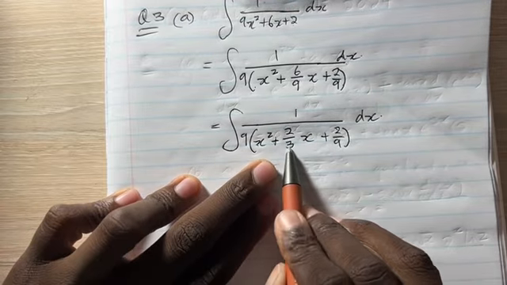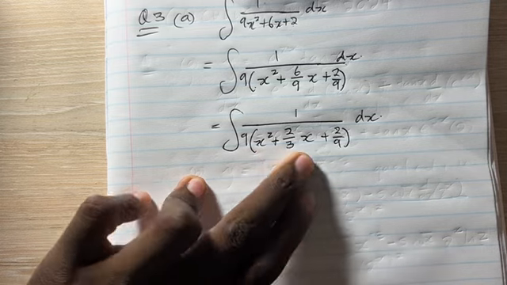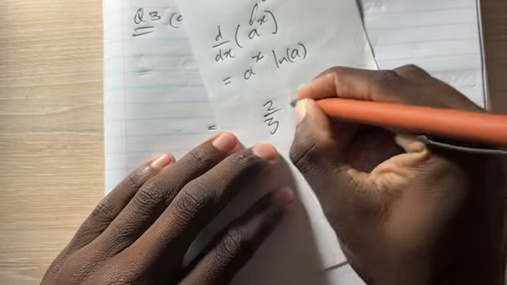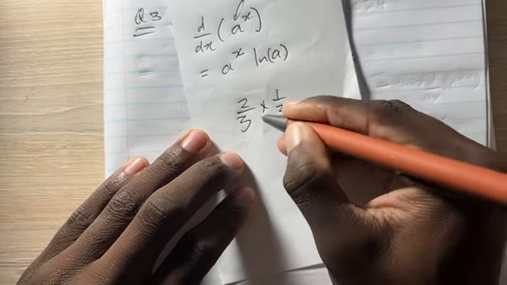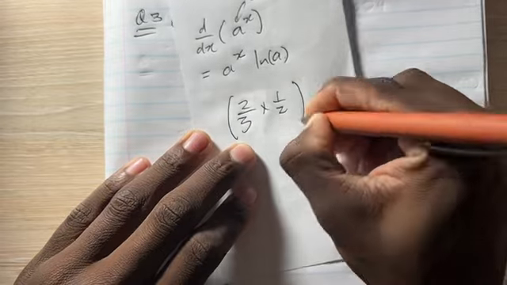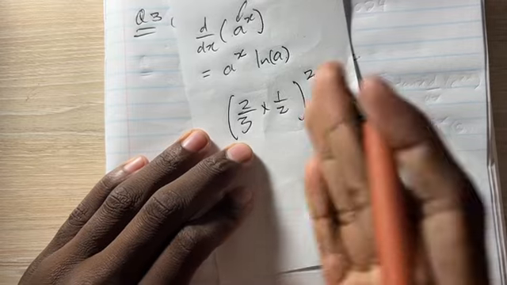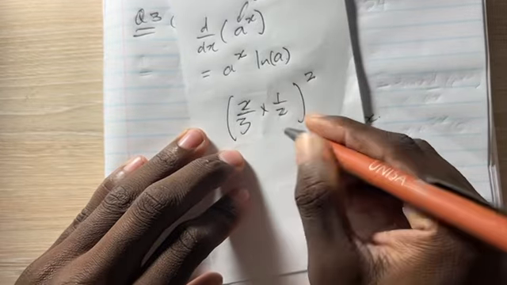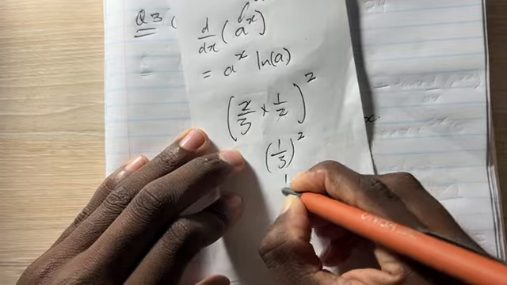Next, if we want to complete the square, we look for half the coefficient of this guy. So that's going to be 2 over 3 times a half, right? Half the coefficient, and then we have to square whatever answer we get. That's how we complete the square: half the coefficient of the middle term, squared. So these 2's are going to cancel. We're going to have 1 over 3 all squared, which is going to be 1 over 9.